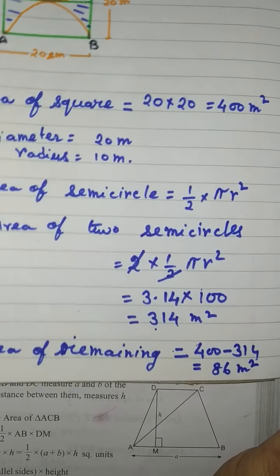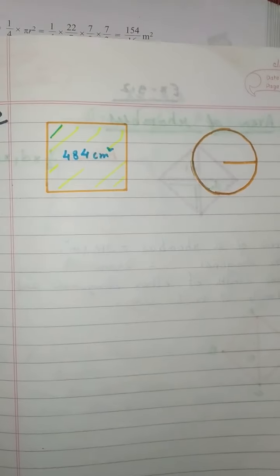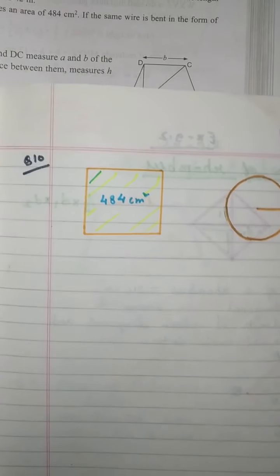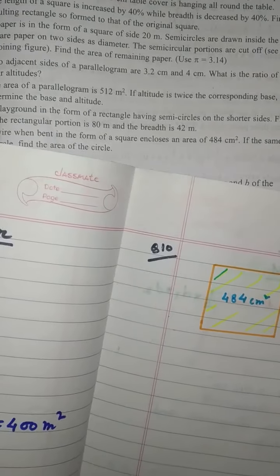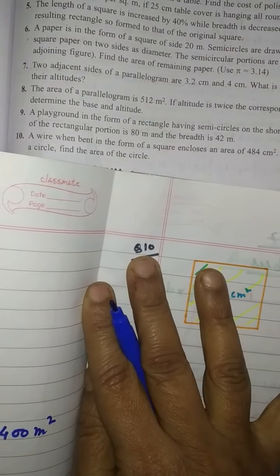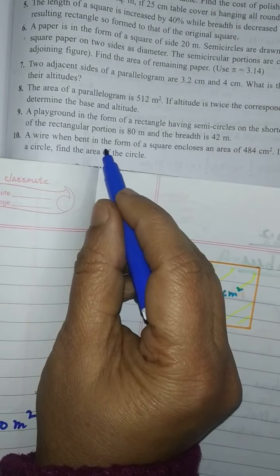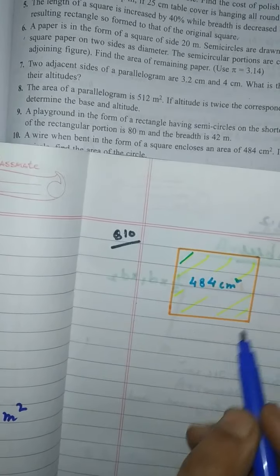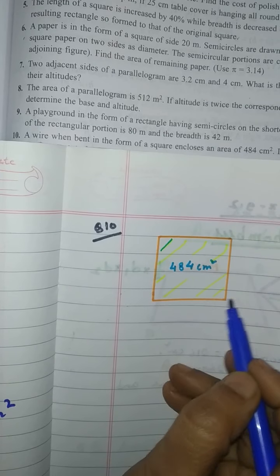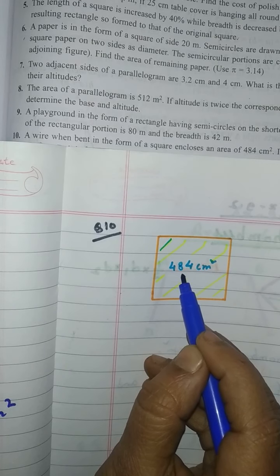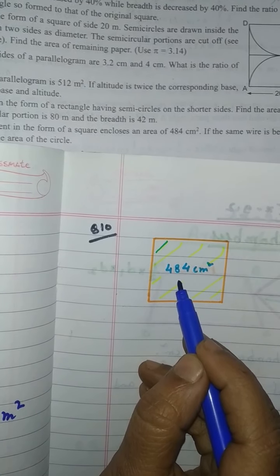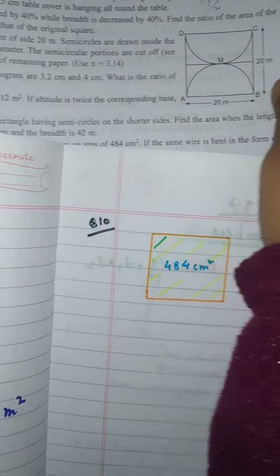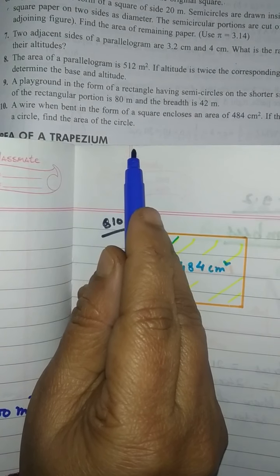Let us take another example of the same formula, area of square and area of circle. This is question number 10 of exercise 9.1. A wire, when bent in form of a square, encloses an area of 484 centimeters square. It is bent in form of a square and its area is 484 centimeters square. If the same wire is bent in the form of a circle, find the area of the circle.